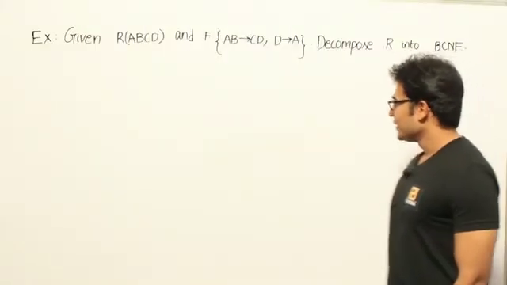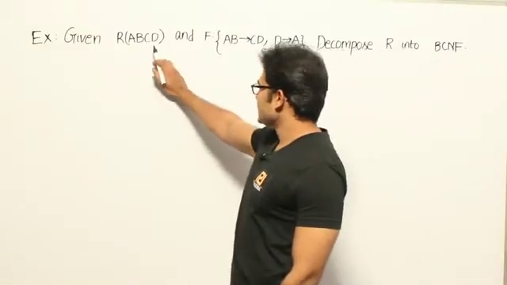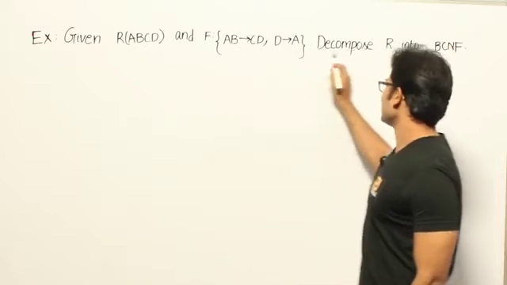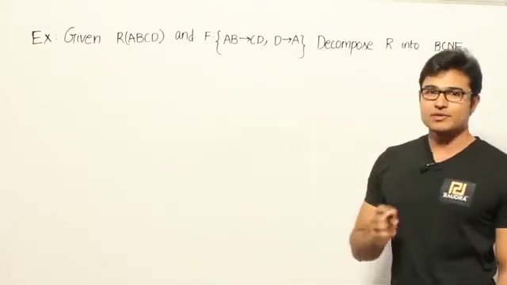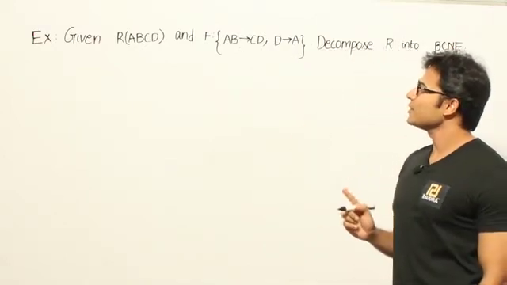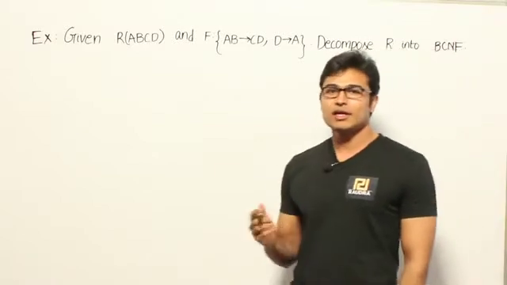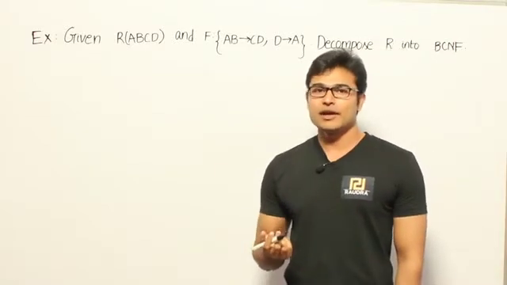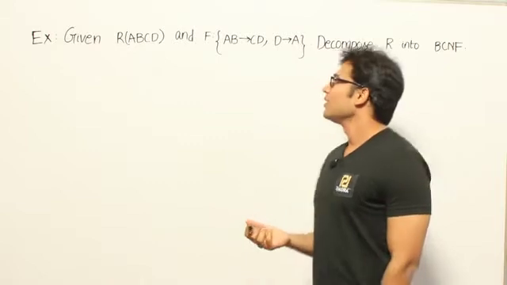Now let's see this. Given a relation ABCD and FDs are given like this, decompose R into BCNF. So before decomposing it, let's see whether this table is in BCNF or not. Now we have to find out what are the candidate keys of this table.